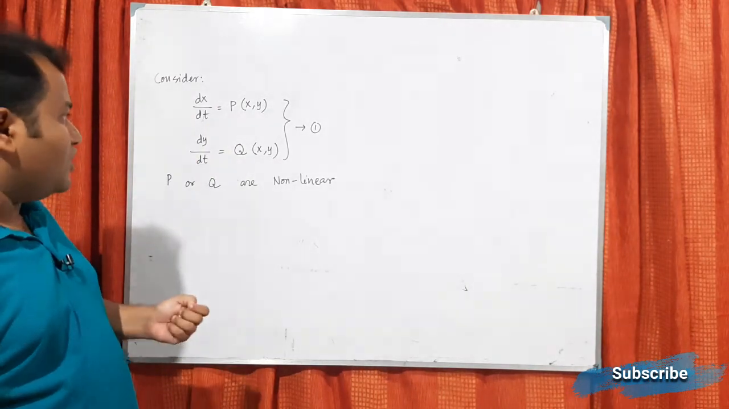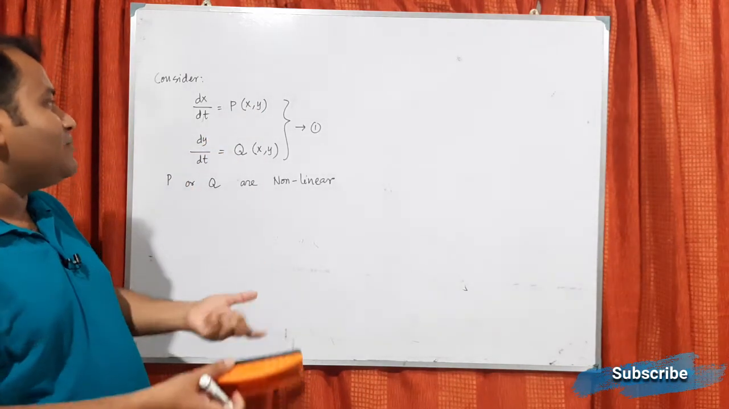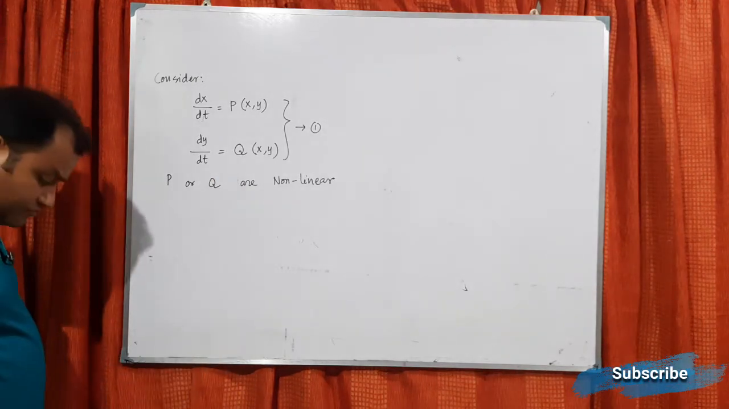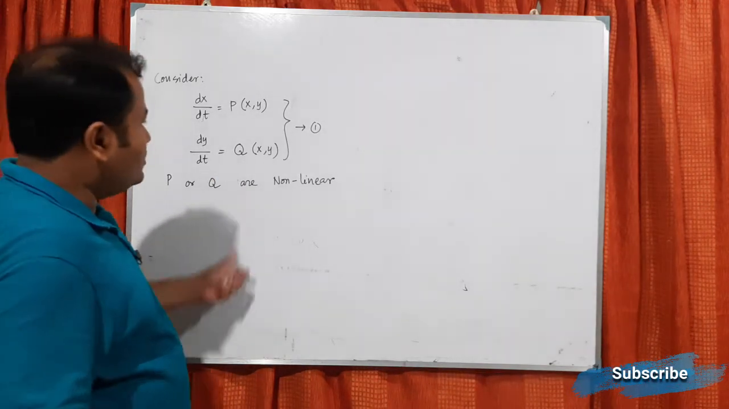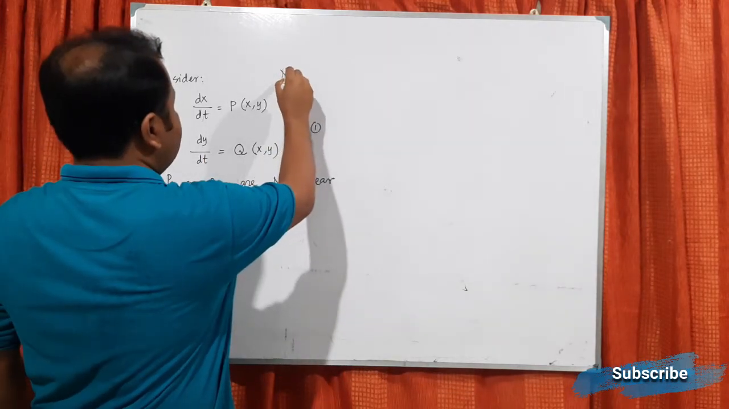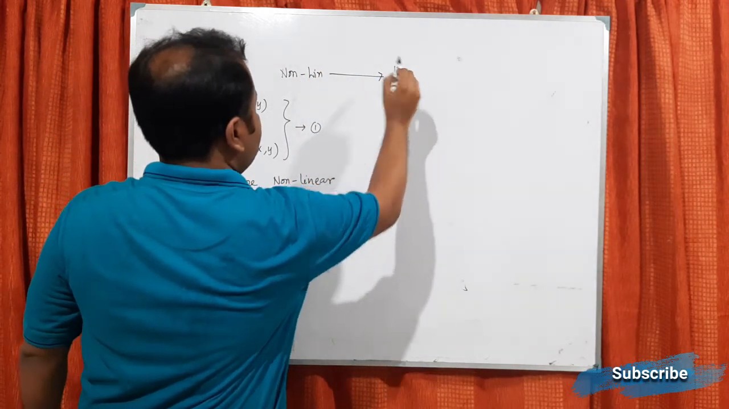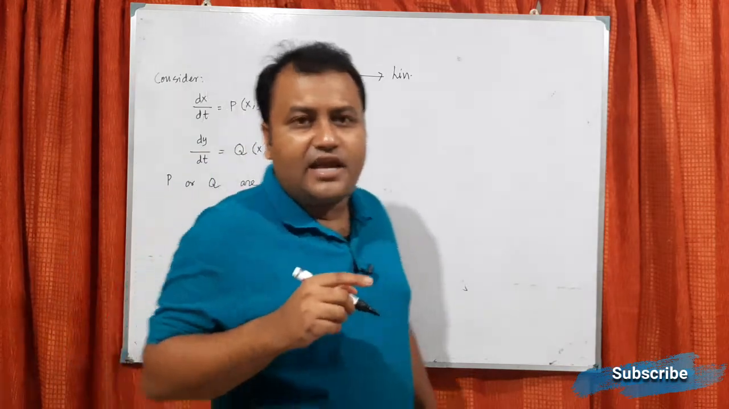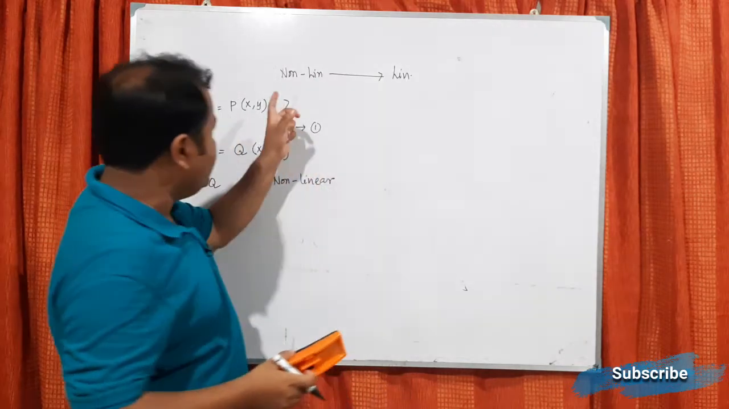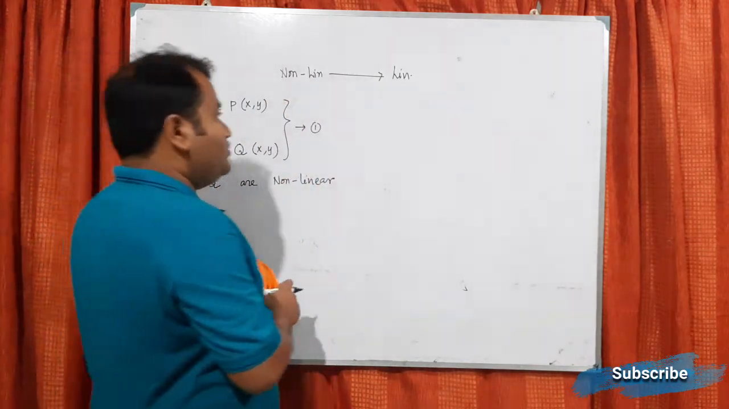What is the meaning of non-linear? That is, the power of x and y is not 1, and there may be some products, which is basically non-linear. Then how do we linearize that? Our job is to convert the non-linear system to a linear system, because we know that for a linear system the calculation becomes very easy. For that purpose you need to know some idea about the Taylor series.